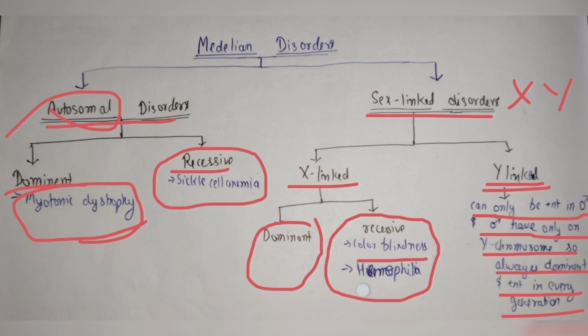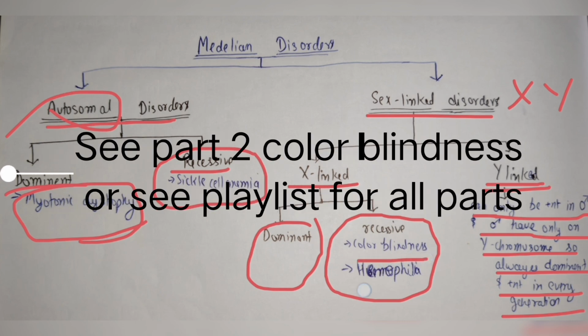So let's move on to the details of color blindness. That would be the first topic. Then we will be discussing hemophilia, sickle cell anemia and thalassemia.